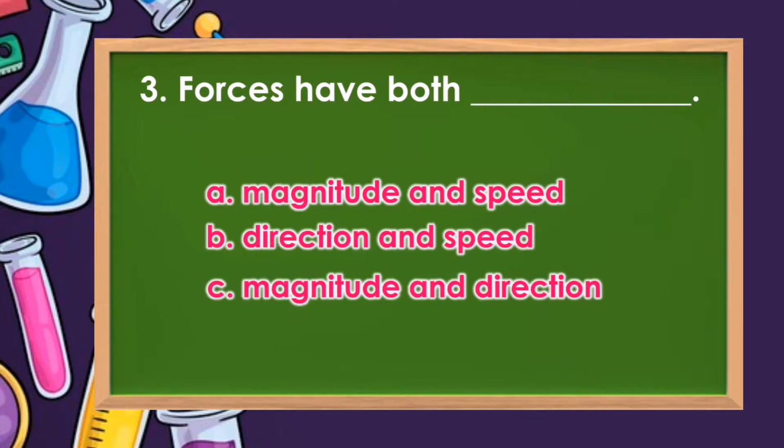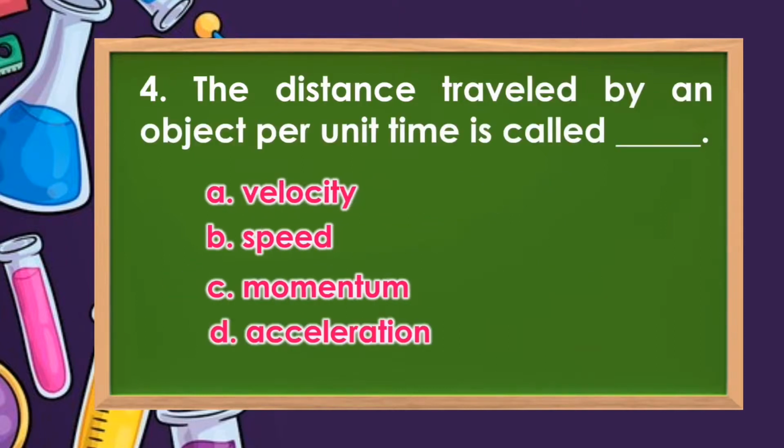Forces have both blank. A. Magnitude and speed. B. Direction and speed. C. Magnitude and direction. Good job! The answer is letter C. The distance traveled by an object per unit time is called blank. A. Velocity. B. Speed. C. Momentum. D. Acceleration. Very good! The answer is letter B.